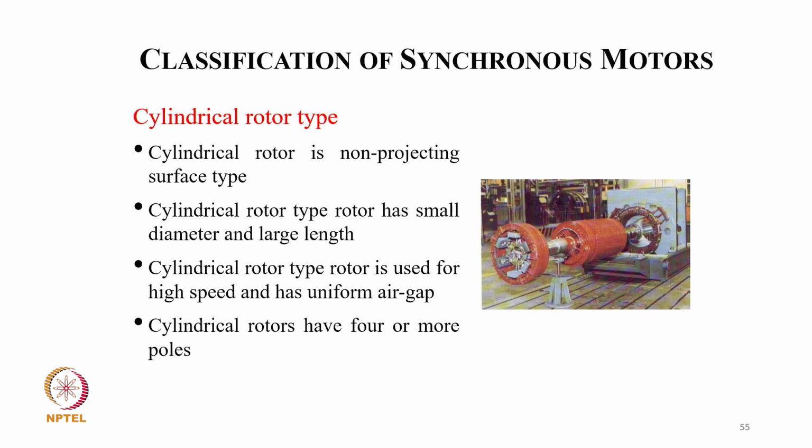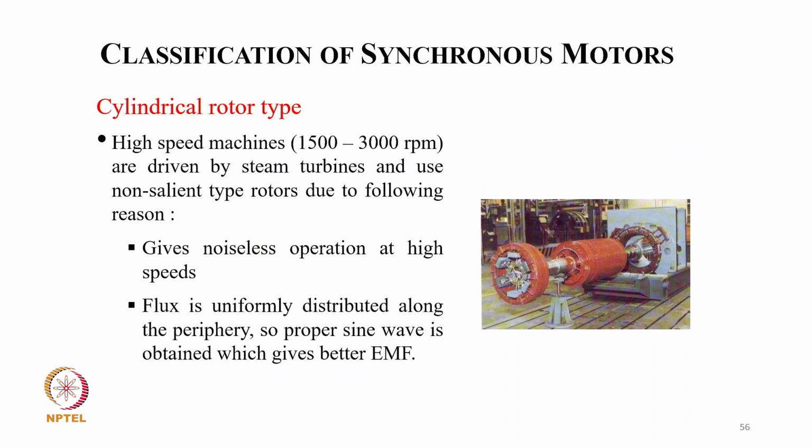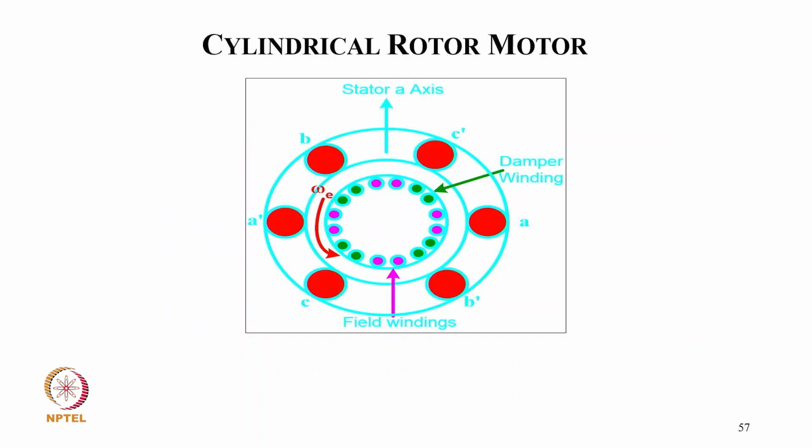Now for high speed we have the cylindrical type of machine. The cylindrical rotor is a non-projecting surface type, has a small diameter and large length, is used for high speed, and has a uniform air gap. A cylindrical rotor has 4 or more poles. The high speed machine, 1500 to 3000 rpm, is driven by a steam turbine and uses a non-salient pole rotor for the following reasons: less noise, higher operational speed, and the flux is uniformly distributed along the properties of a proper sine wave, which gives the better EMF.